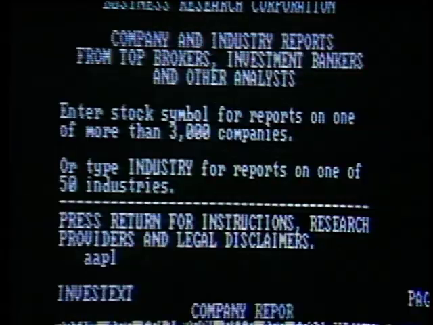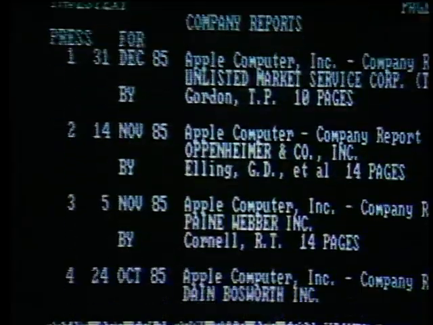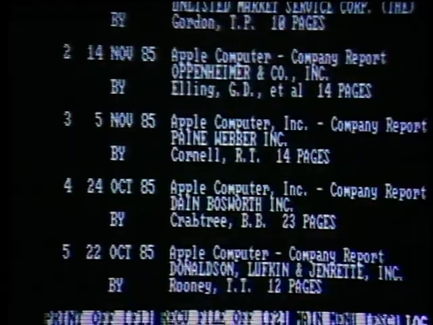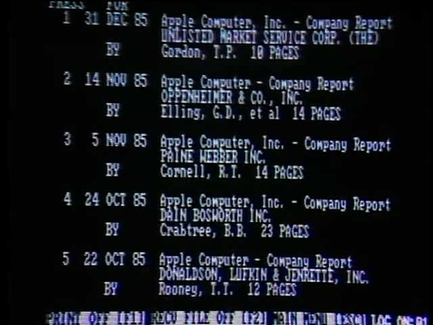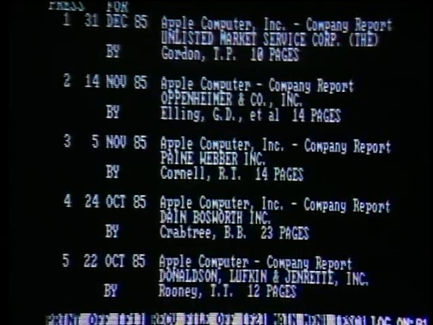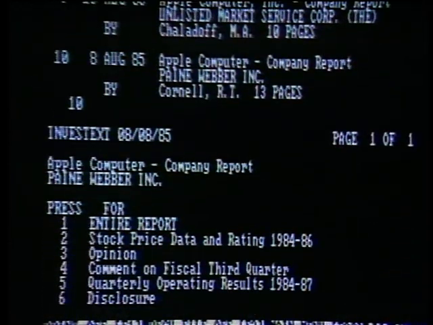So we're going to punch in, and we find that Apple has been followed by a number of different analysts recently. In fact, if you wanted to go through, you see there's 3 pages of listings, chronologically from the most recent report back to one going back a few months. Let's say we wanted to see what Paine Webber was thinking. It's number 3 on the list. We'll go in and ask for number 3, and it comes up, and we could choose to download either the entire report or the stock price data. Let's say we wanted to just get their opinion, Paine Webber's opinion.